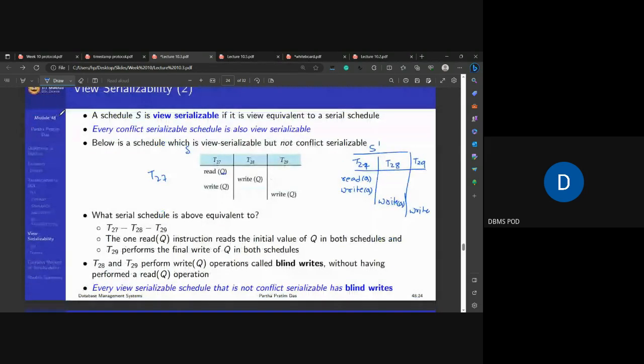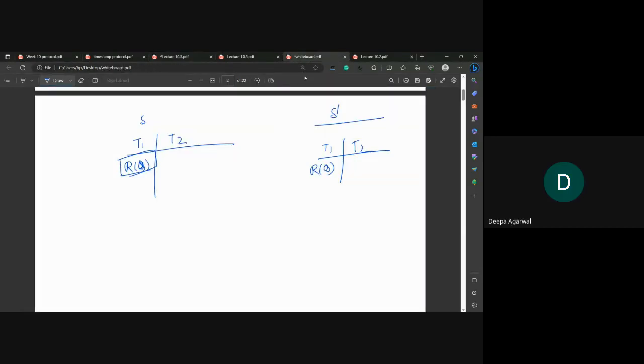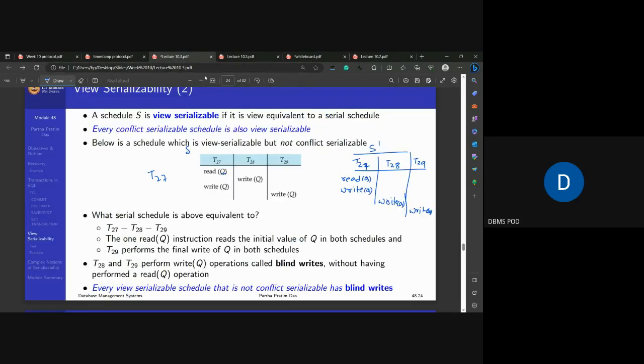Now the second condition: is any write-read pair there? Is there a write-read pair between read Q and write Q? No, sir, it's not. So there is no write-read pair. If a write-read pair is there, then you have to check schedule S dash in the same way, so that the write-read pair is maintained.